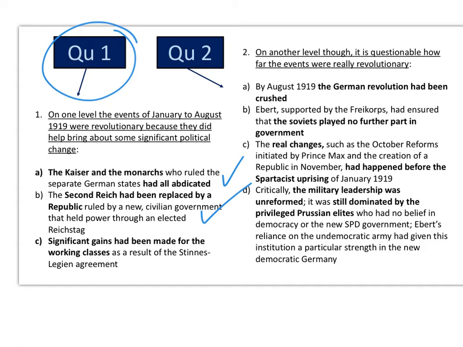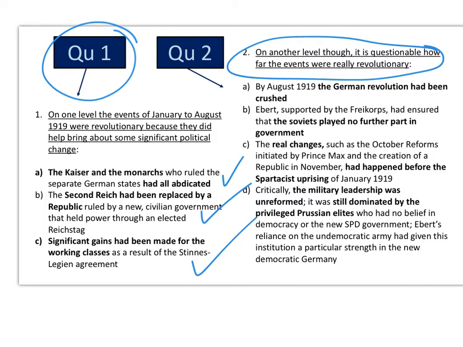Okay, and then thirdly, there have been significant gains made by the lower classes. Okay, they certainly have achieved. So, for example, the Stinnes-Legien agreement has given them the 8-hour working day. So you could argue that was a big change, a revolution, a huge change. So those are all arguments. But on another level, though, it's questionable how far the events were really revolutionary.